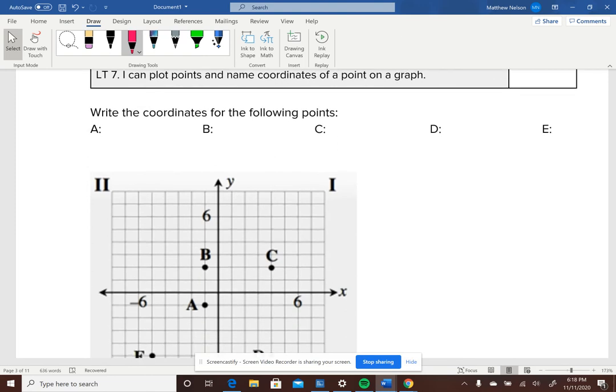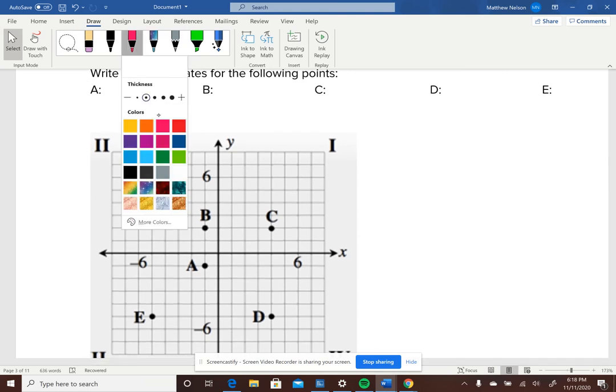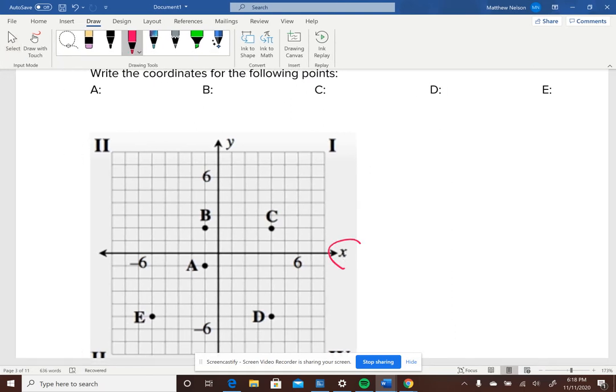I can plot points and name coordinates of a point on a graph. So here I'm just looking simply at where these points are on the graph in relation to my x-axis and my y-axis. All right. So here I'm looking at point A to start. That's going to be 1 over, so minus 1 on my x-axis, and then it's also 1 down on my y-axis. That's where point A is. So that's going to be at negative 1 for my x and negative 1 for my y.